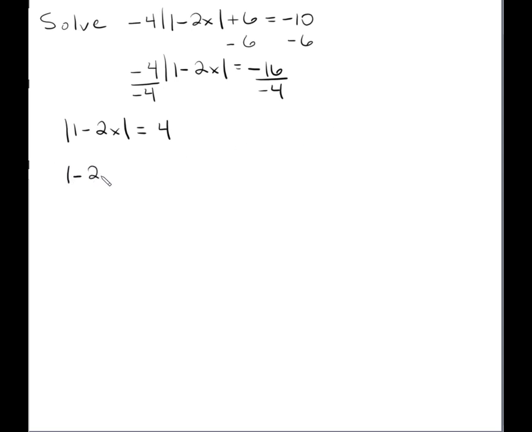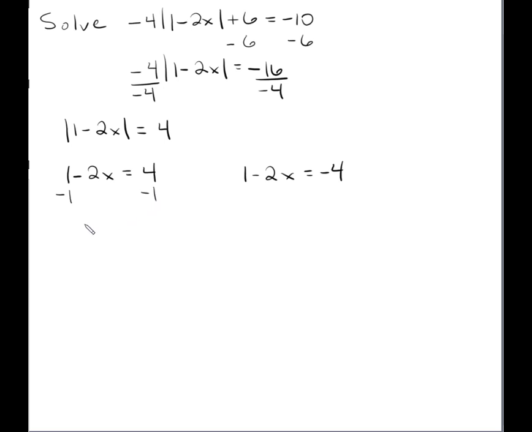1 minus 2x is equal to 4. And then we'll solve another equation. 1 minus 2x is equal to negative 4. So we'll have two solutions. Okay, to solve the first one, we will subtract 1 from both sides.